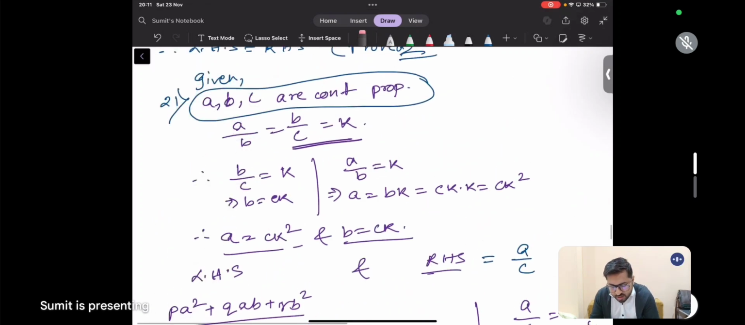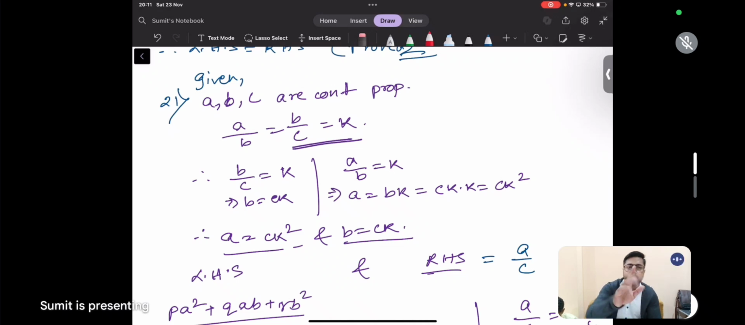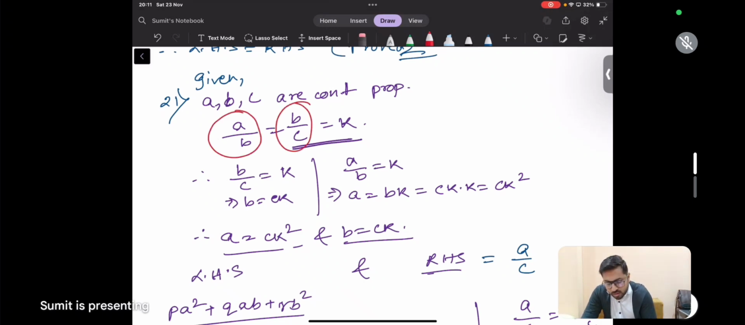So what is the given? Given is a, b, c are in continued proportion. What will you do with a, b, c in continued proportion? Here, since we have to prove that, we will use the ratio format. a, b, c are in continued proportion, that means a by b equal to b by c. So what will you do? We will take k over here.